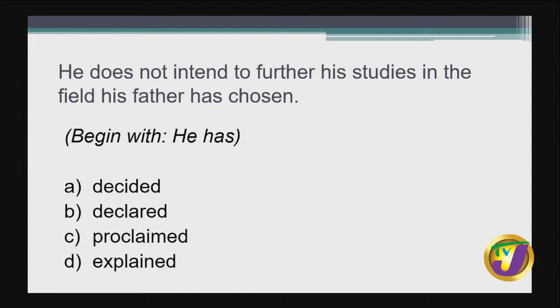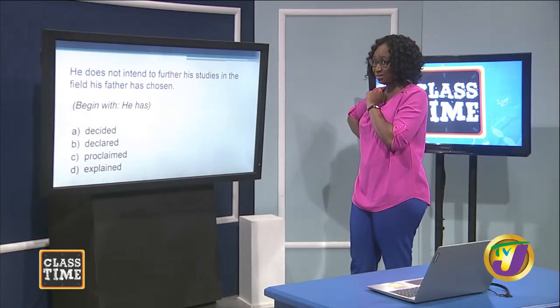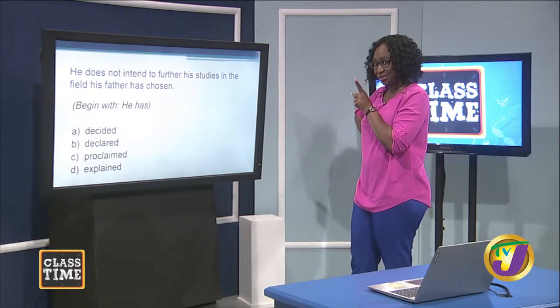What we're going to do now? Because you had a negative to start the original one, and now it seems that you're going to start with a positive. So he does not intend to further his studies, and now you have to start with "he has." He has what? He has done what now? What did he do? Because this sounds like somebody is going to get a proper beating soon. All right, you ready now? What has he done?